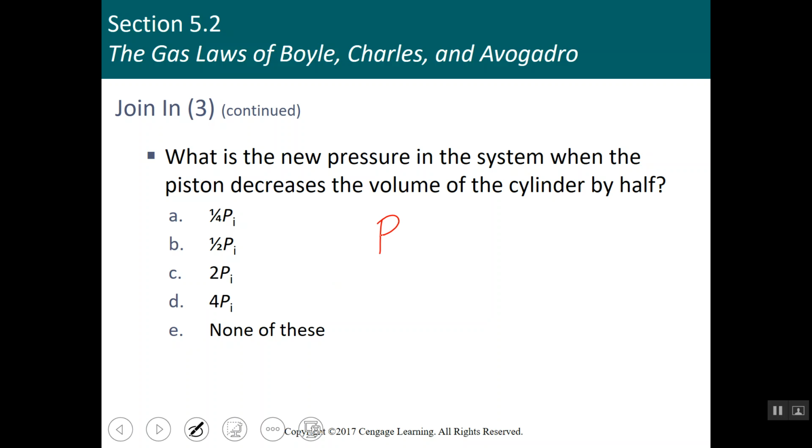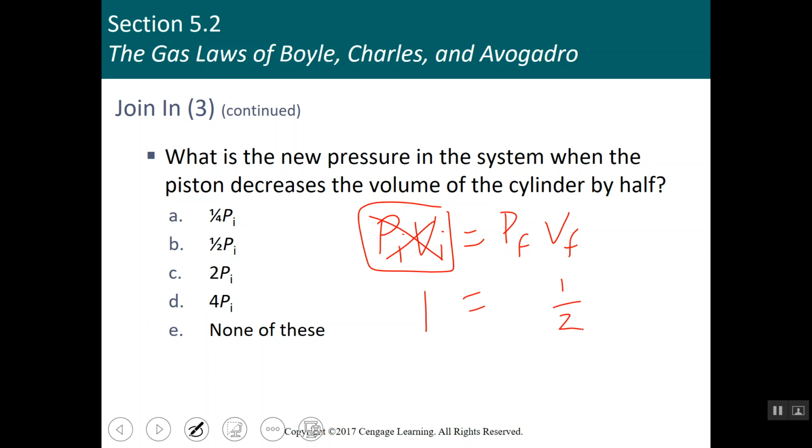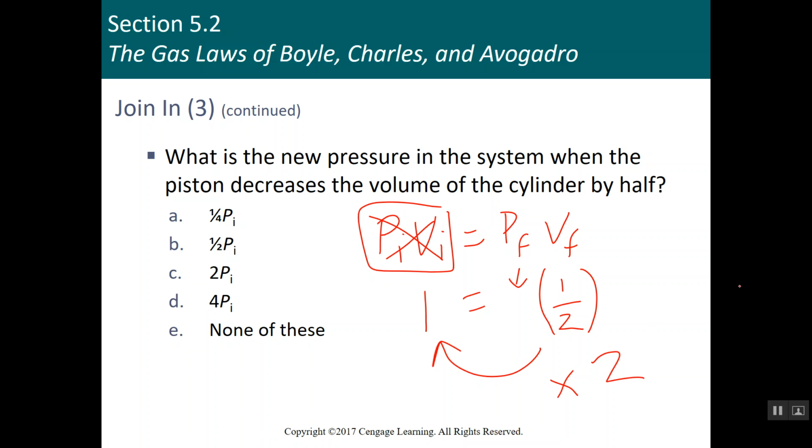So if we have the initial, it needs to equal the final. So here's our initial, and let's just assign 1 as the constant. That's what that equals. And so if I decrease the volume by half, what has to happen to the pressure in order for that to still equal 1? Well, I need to take it times 2. And so the correct answer is going to be C on that one, because if I decrease the volume, the pressure is going to double.